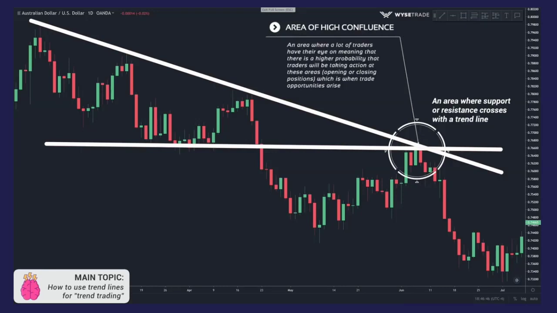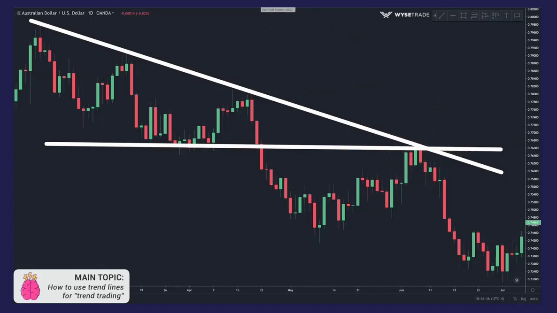Now, an area of high confluence is an area where a lot of traders have their eye on, meaning that there is a higher probability that traders will be taking action at these areas, which is when trade opportunities arise. So let's take this one step further.